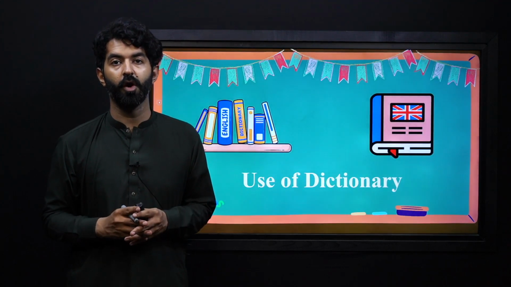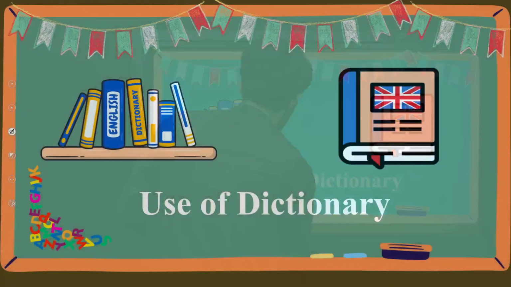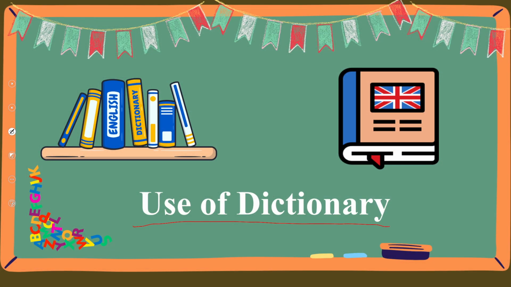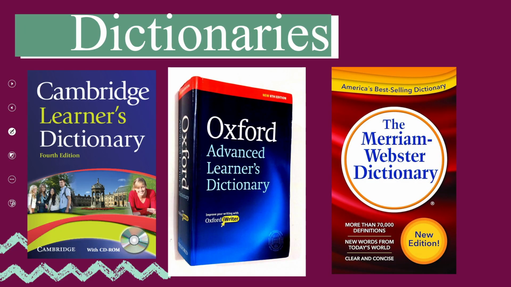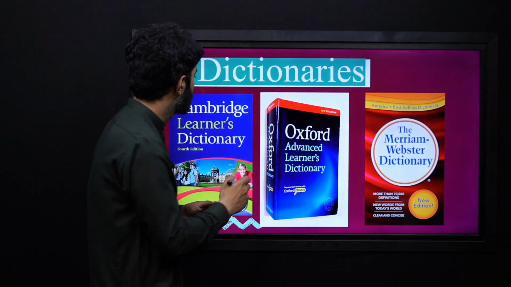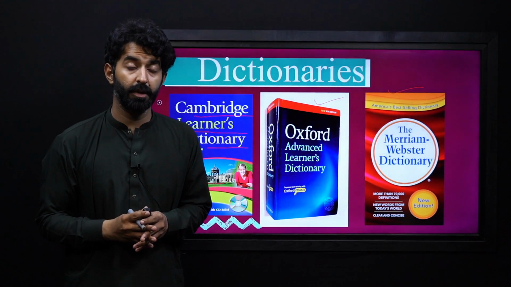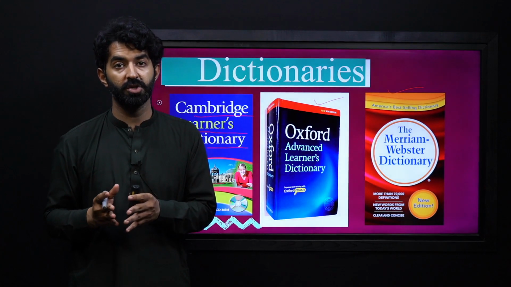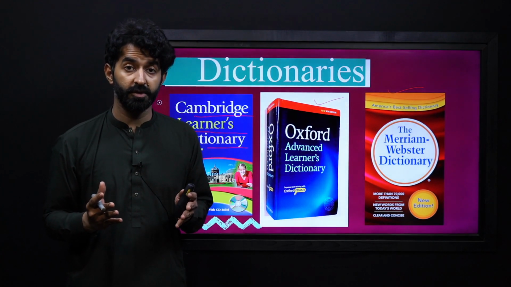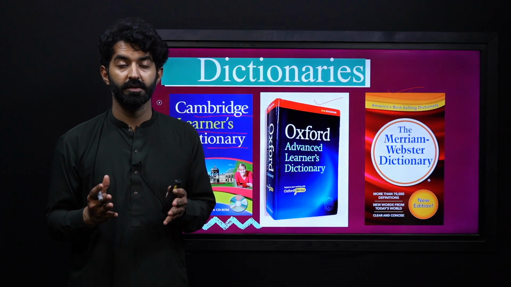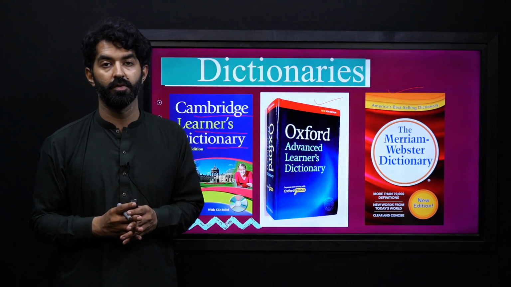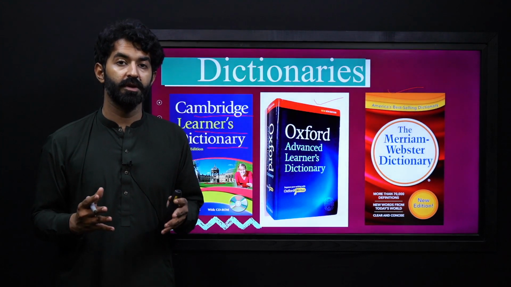Now let's move forward. So we will learn about the use of dictionary. Here we have different types of dictionary: Cambridge Learner's Dictionary, or Oxford Advanced Learner's Dictionary, or, for Americans, the Merriam-Webster Dictionary. There are more types, and they are available in both print and digitally or online, and they also vary in size. So you can also get a pocket dictionary for yourself. So these are different types of dictionaries.